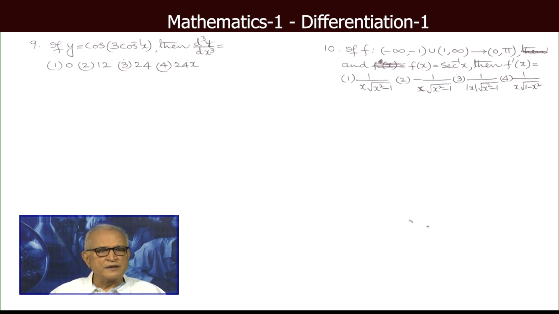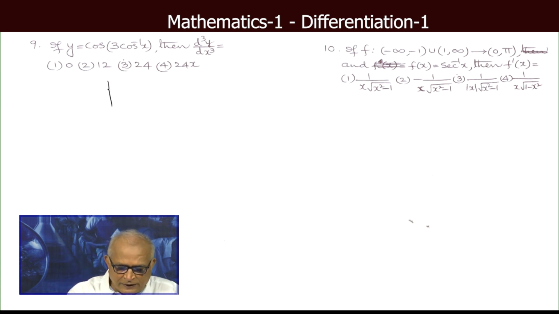y equal to cosine 3 times r cosine x. What is the third derivative of y with respect to x, d cubed y by dx cubed? Well, once again let's put theta equal to r cosine x.